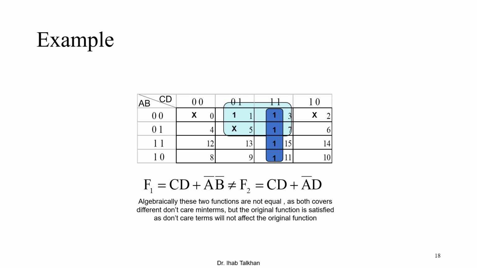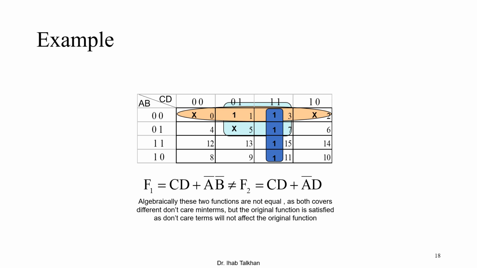Where is my F? My F exists because it's embedded inside F2, because F equals 1 in cells 1, 3, 7, 11, and 15. So your F is included inside F2, but in F2 you have also included the don't care in cell 5 equal to 1. Another choice, another solution: you have the group of the second function where cell number 0 is 1, cell number 2 is 1, and cell number 5 is 0.